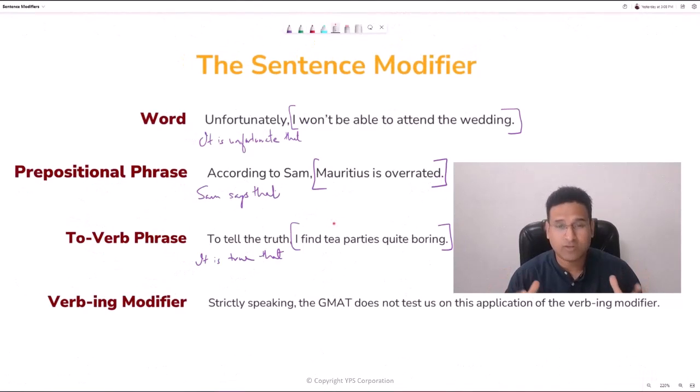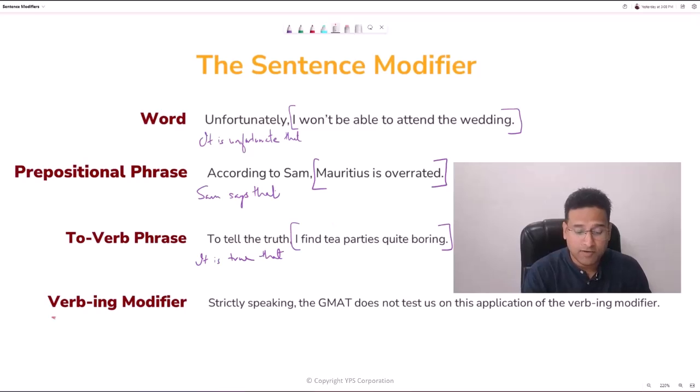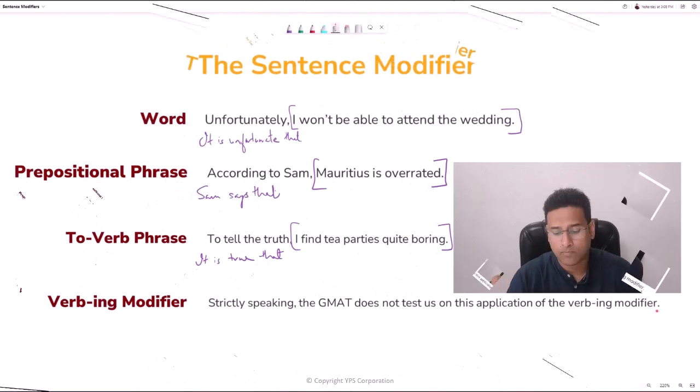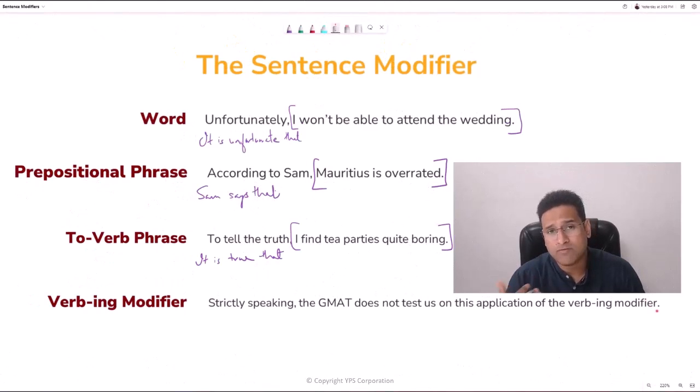Now let's look at the fourth and final example. A verb-ing modifier. That's right. Let's look at the example. Strictly speaking, the GMAT does not test us on this application of the verb-ing modifier. So it's a bit of a loaded sentence, I know, but let's just focus. Strictly speaking, the GMAT does not test us. Okay, now, what is the most common function of a verb-ing word placed at the start, separated by a comma? That's right, it modifies the subject.